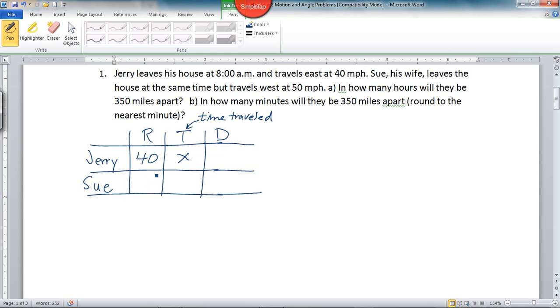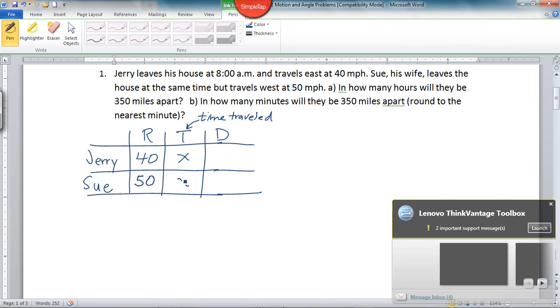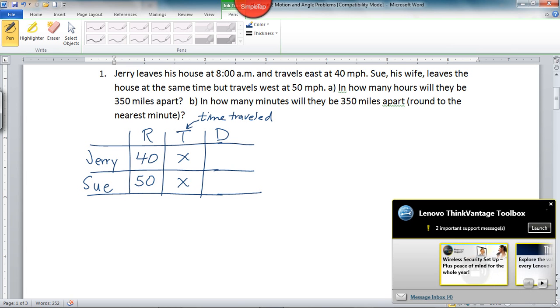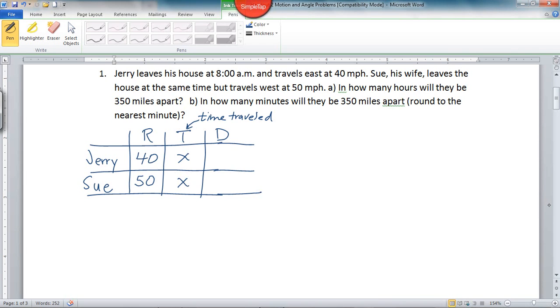Sue, on the other hand, she's traveling west, and that's at 50 miles per hour. The rate's 50. And the amount of time traveled for Sue, well, it says she leaves at the same time, so they're leaving at the same time in opposite directions, but they will be traveling the same amount of time. So Sue's time is the same as Jerry's time, and we called Jerry's time x, so Sue's time will also be x, same quantity. All right, that's our first two columns there.